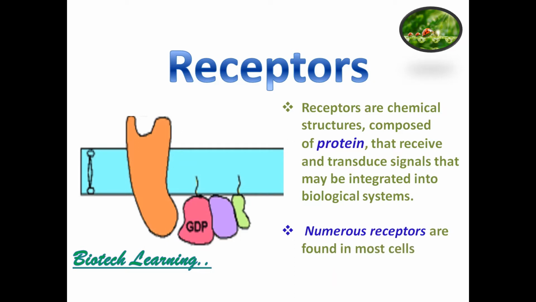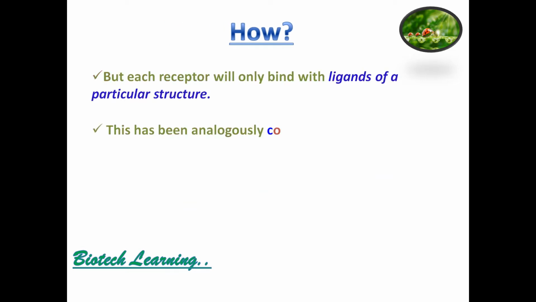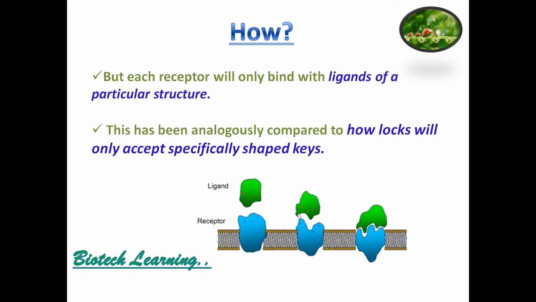So there may be numerous receptors in most of the cells. So today let's see how a receptor interacts with a ligand. It's just like the lock and key model. Just as keys of only a specific shape can fit into the locks, in the same way, only ligands of a particular structure can fit into the receptor. So it's basically like the lock and key hypothesis.